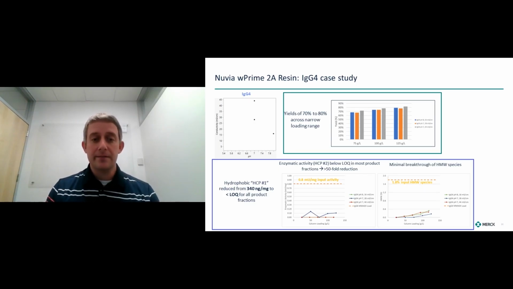If we look at HCP number 2, in that case, we're not quantifying the actual species itself. We're looking for a particular type of enzymatic activity and quantifying that activity. But we see for a couple of the conditions, we're reducing below LOQ in all fractions. The third condition, we see a couple points with some activity, but still meaningful reduction from the input. And then we see quite robust clearance of high molecular weight species as well.